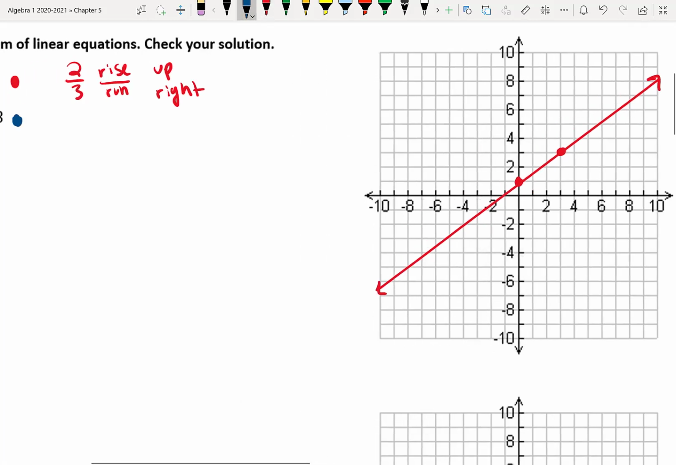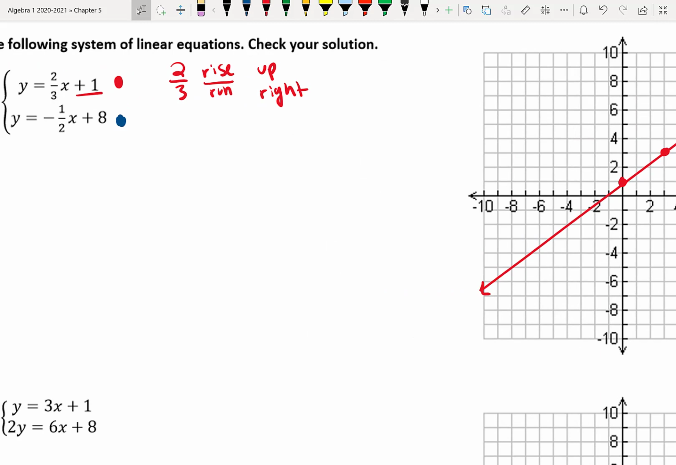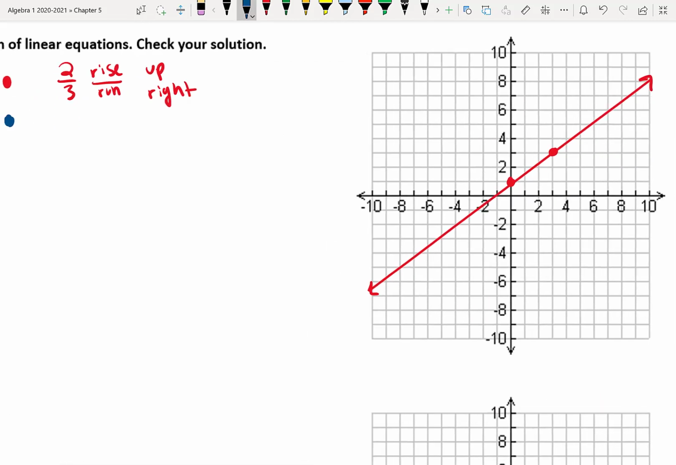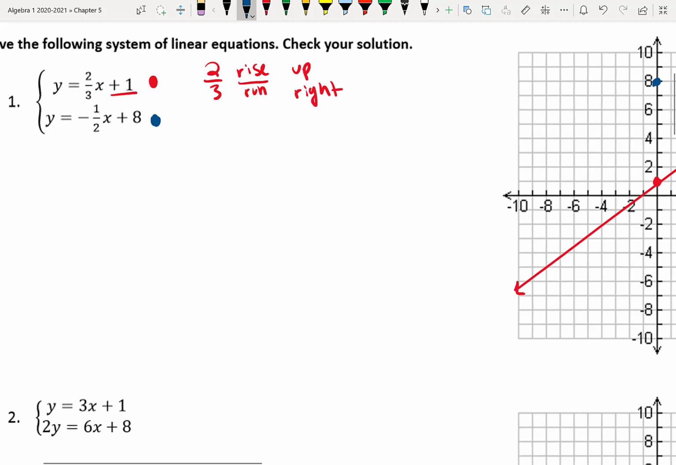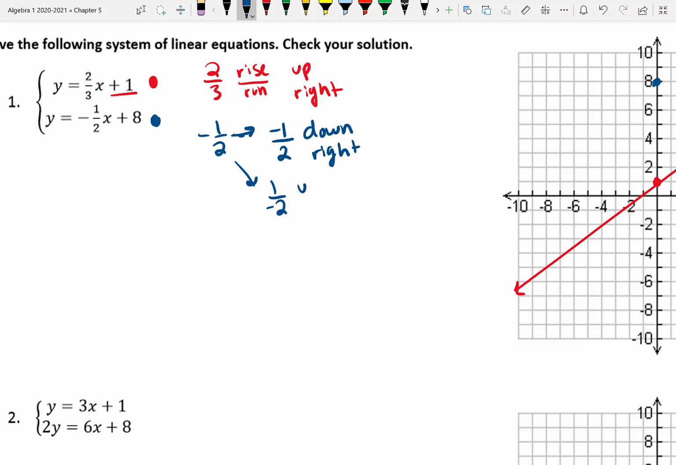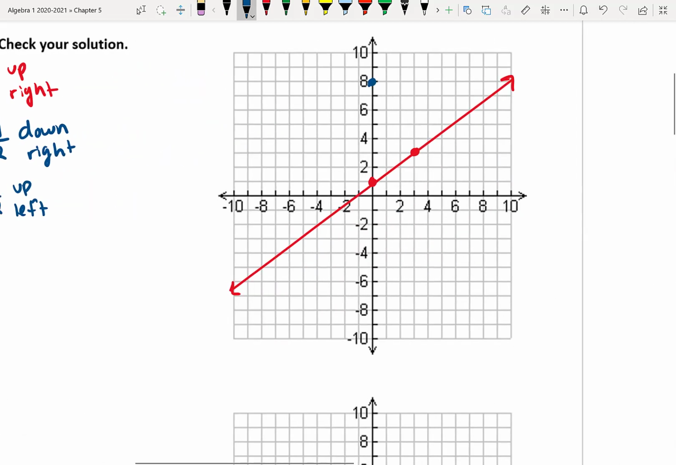And I'll go ahead and switch to my blue. My blue equation is y equals negative 1/2 x plus 8. So positive 8 is the y-intercept. Here, with my slope being negative 1 over 2, I can either say it is negative 1 over 2, which would be down 1 and to the right 2. Or I could say it's 1 over negative 2, which would be up 1 and left 2. Either way, it does not matter, but you've got to just make sure that since it's a negative slope, one or the other gets that negative sign. So I'm just going to go ahead and say down 1 and right 2 is that point right there.